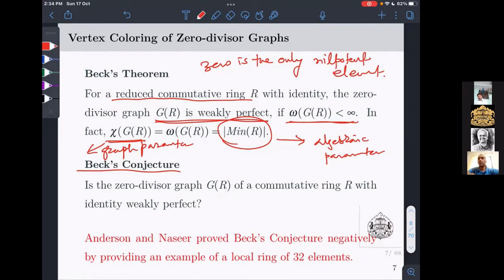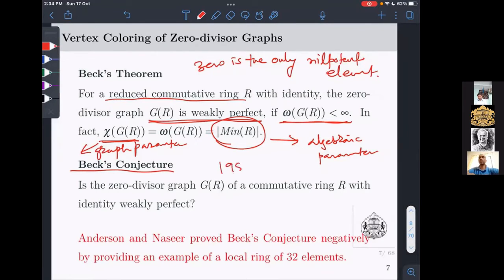And later on, in I think 1992, this was in 1988, if I'm not mistaken, Anderson and Nasir in 1992 proved this Beck's conjecture negatively by providing an example of a local ring of 32 elements. And they showed that the clique number is strictly less than the chromatic number.